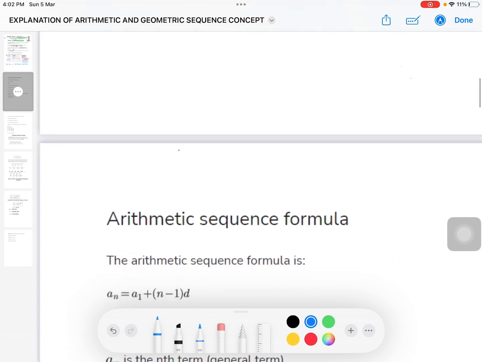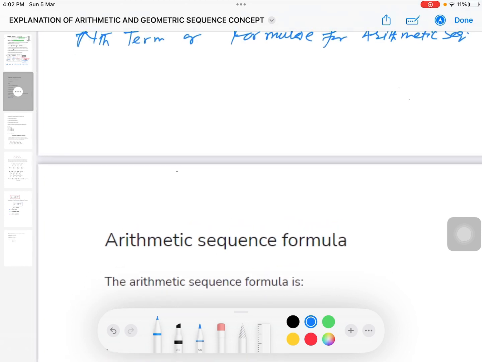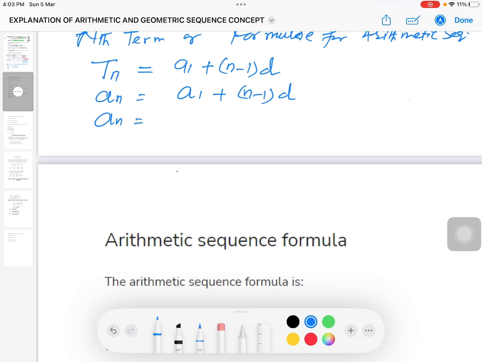It's a very easy thing. Some books use Tn for the nth term, and they say a1 plus (n minus 1) into d. Some books use an equals a1 plus (n minus 1) into d. You can also say a plus (n minus 1) into d. What is a or a1? This is the first term.